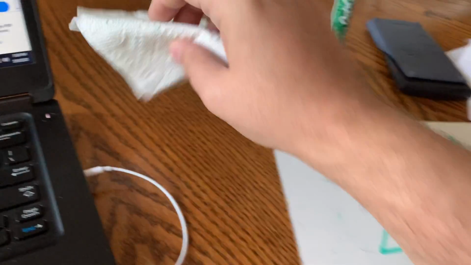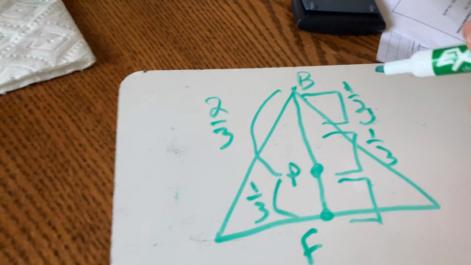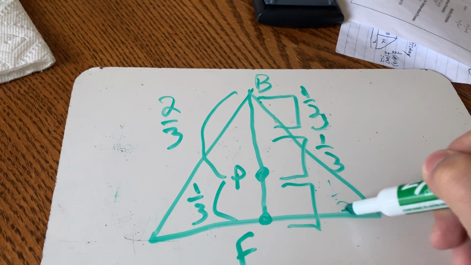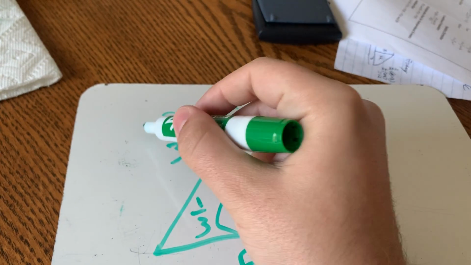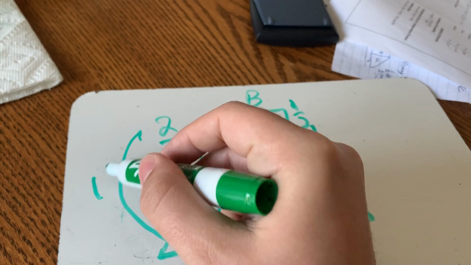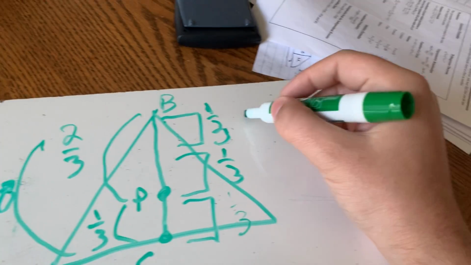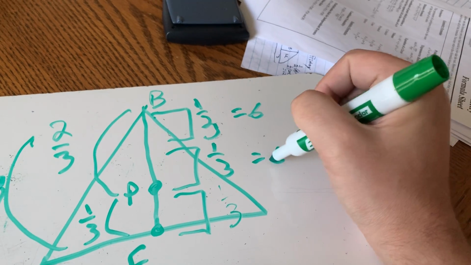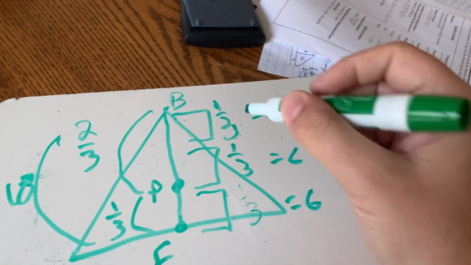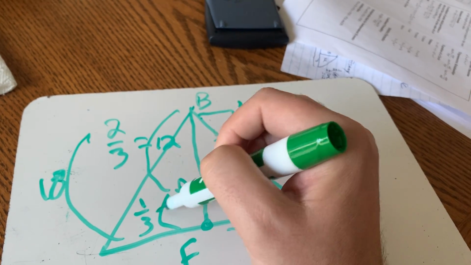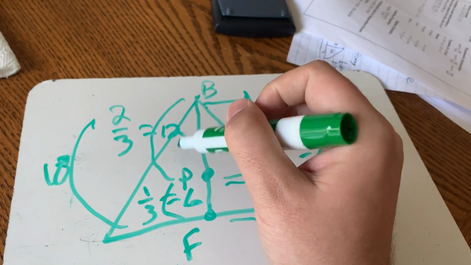Okay, so if you're more comfortable doing it here, you could just say, if you want to say the whole thing is 18, you say that's 6, 6, 6. Then you can say, well, then 2/3 has to be 12 and 1/3 has to be 6. So my BP is 12.